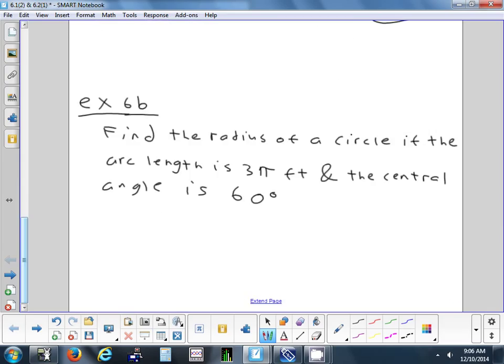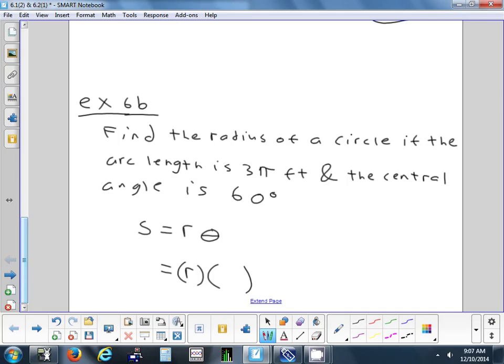All right, so let's start with our formula again. Andrew, what's the formula for arc length? The arc length would be the radius times the angle. Yep, angle in radians. That's important. And this time they're asking me to find the radius, so leave that as your variable.